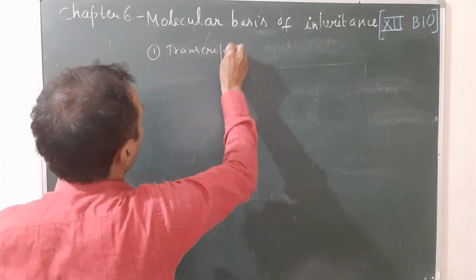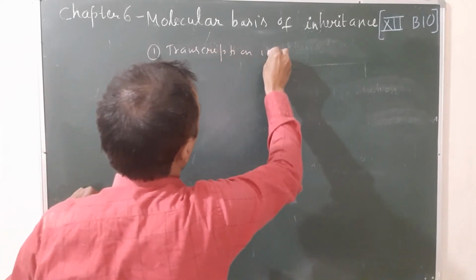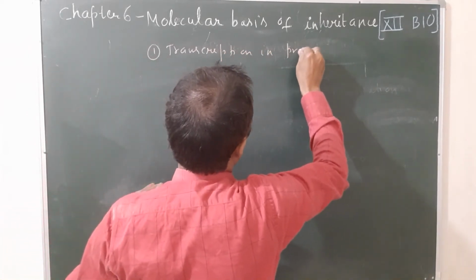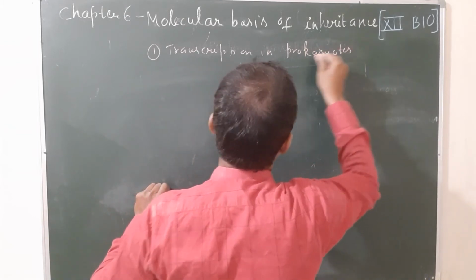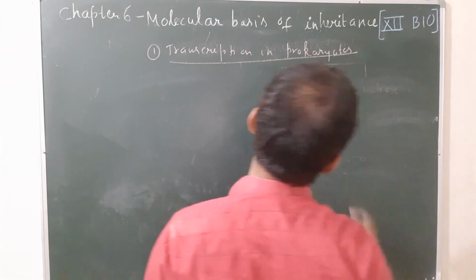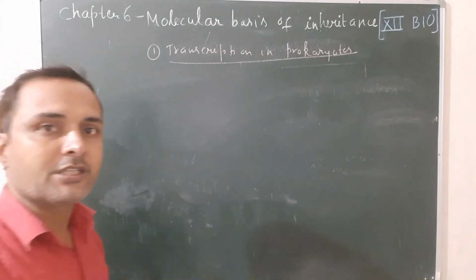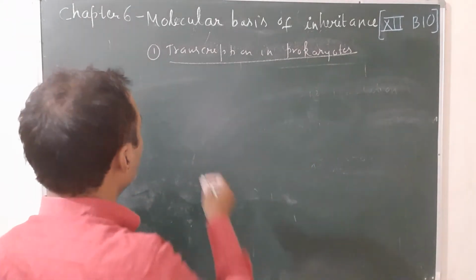Transcription in prokaryotes. First prokaryotes, then eukaryotes. Transcription in prokaryotes. Before transcription, you have to know the transcriptional unit and the various components of the transcriptional unit.